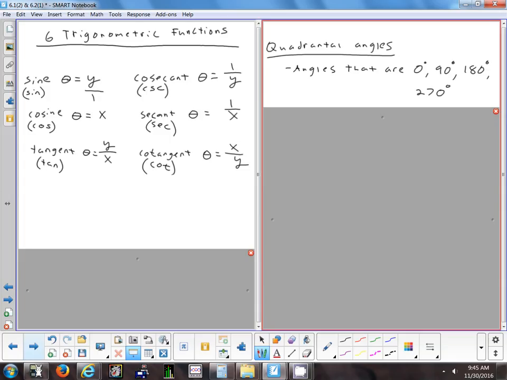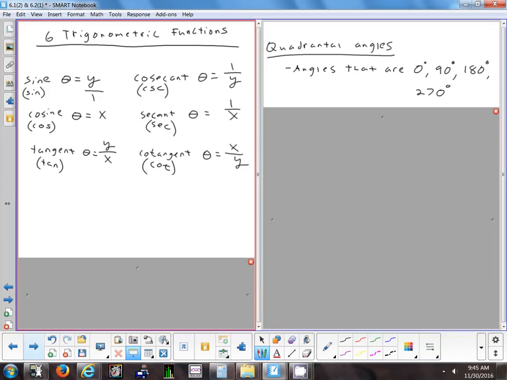Okay, there's 4 special angles that pop up sometimes. And we call them special angles because they land right on the axes. They're not in a quadrant. They're on the axes, which separate the 4 quadrants. And those 4 angles are your 0, 90, 180, and 270.